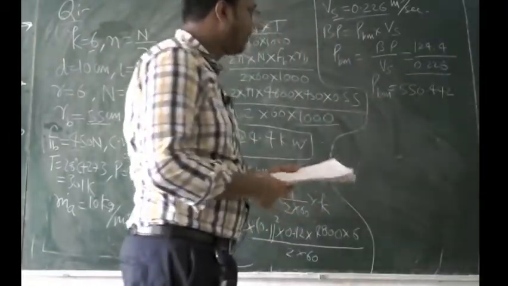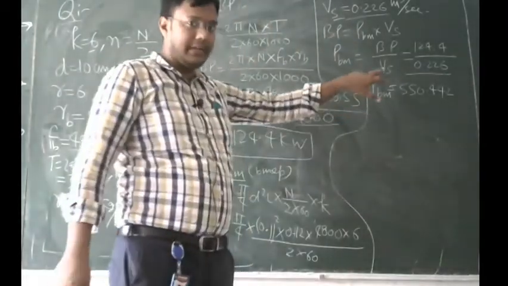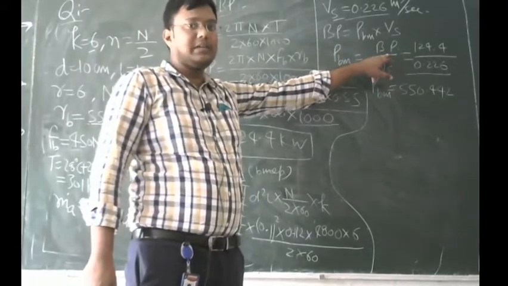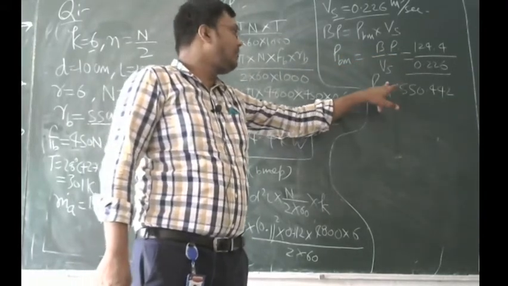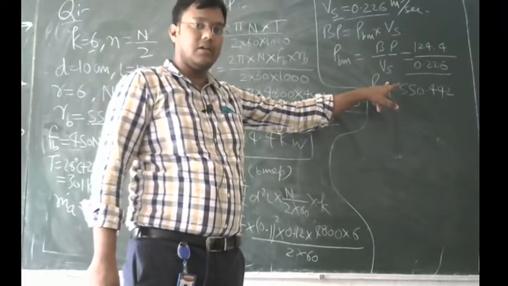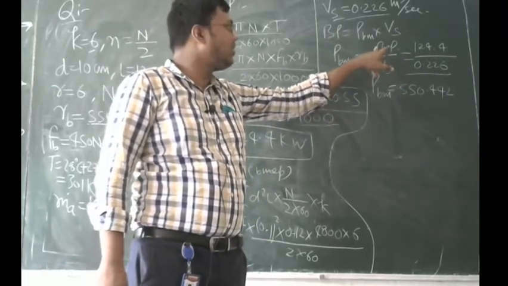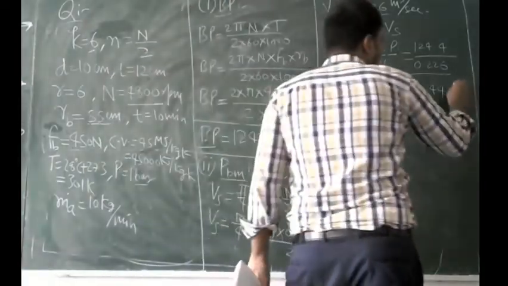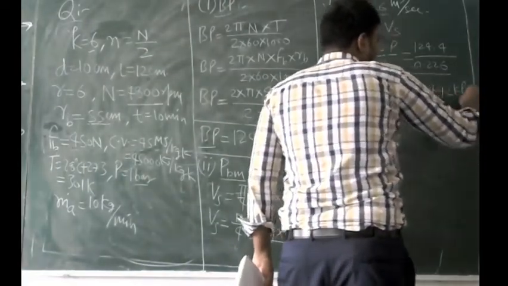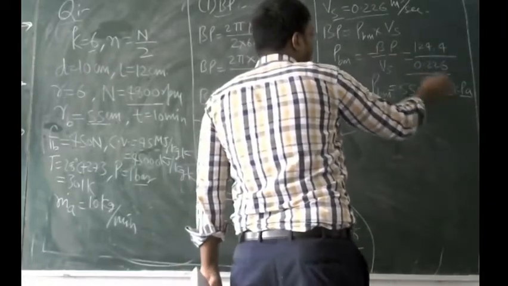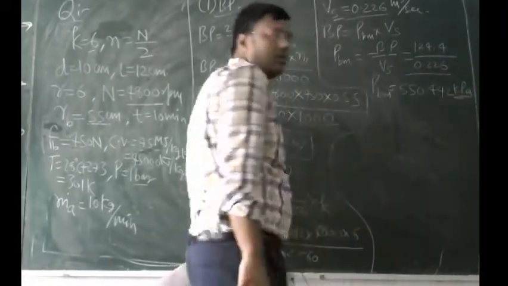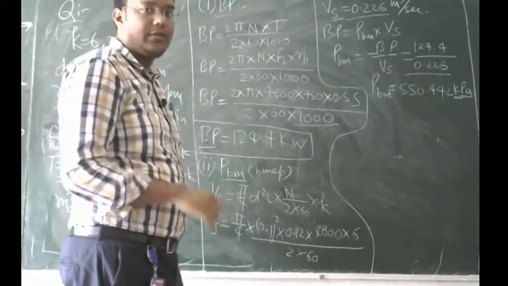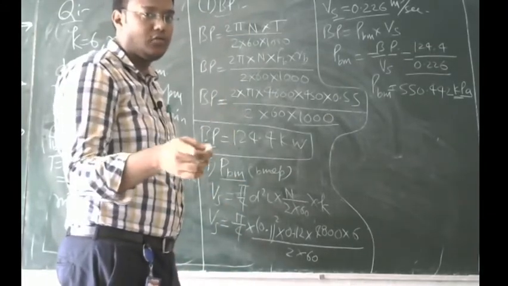Now please note here that brake power is in kilowatt. Okay, brake power is in kilowatt, so pressure will also be in kilopascal, not in pascal. Because here we are getting kilo, so here also we get in kilo value. Okay, now we can convert this kilopascal to bar. So we know 1 bar is equal to 10 to the power 2 kilopascal.